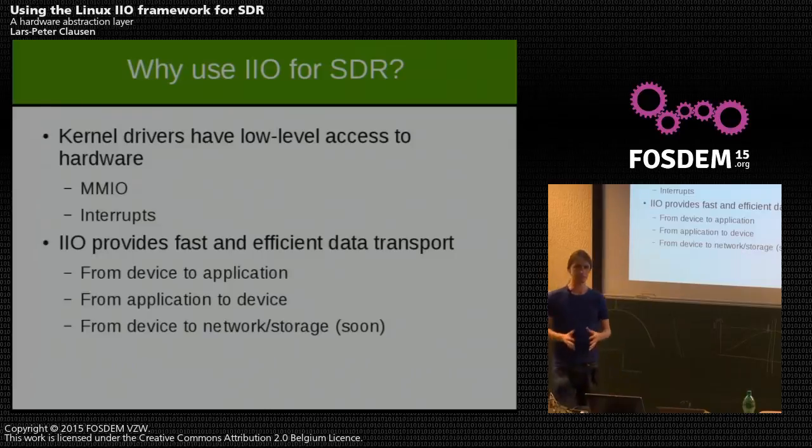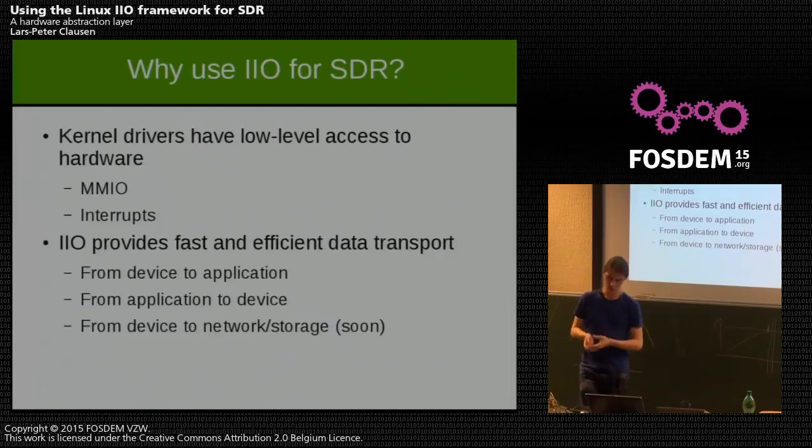Another advantage of IIO is that it's actually running in the Linux kernel itself. So we get things like interrupts and memory mapped interface registers, which are sometimes not so easy to handle if you just have a user space application. And the other thing that IIO provides is a fast and efficient data transport, both for transmitting data from an application to the hardware, as well as capturing data from the hardware to the application.